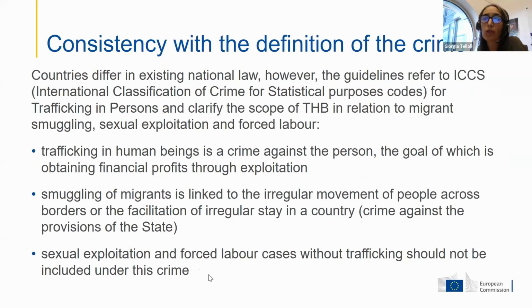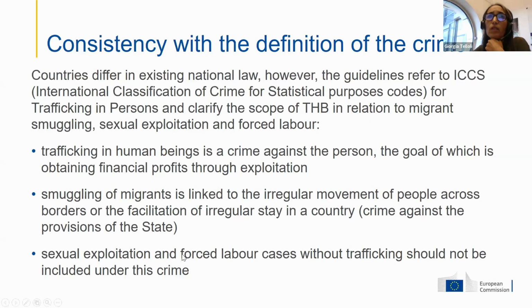This could seem trivial, but it's extremely important. That is the consistency with the definition of the crime. So we refer to the definition that is in the International Classification of Crime for statistical purposes, the ICCS, the definition of trafficking in person. But then we highlight the difference with other crimes that are very similar, very close to trafficking, that is the smuggling of migrants, that we know that in theory it is a very different crime. One is a crime against the person and the other one is a crime against the states. But in reality, they're really connected. So it's important to highlight the difference.